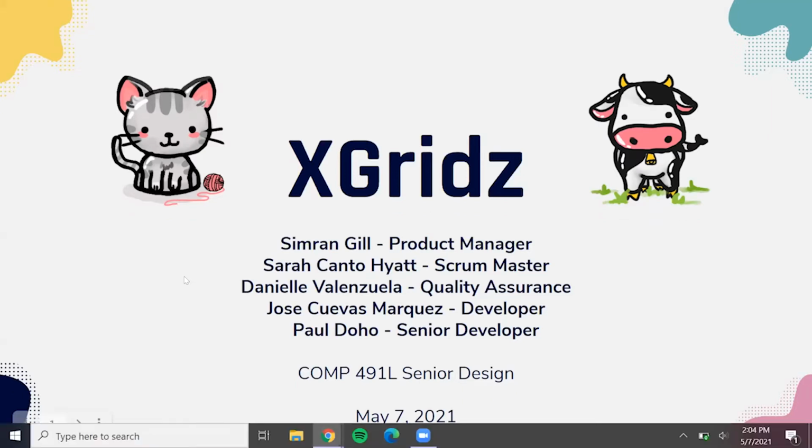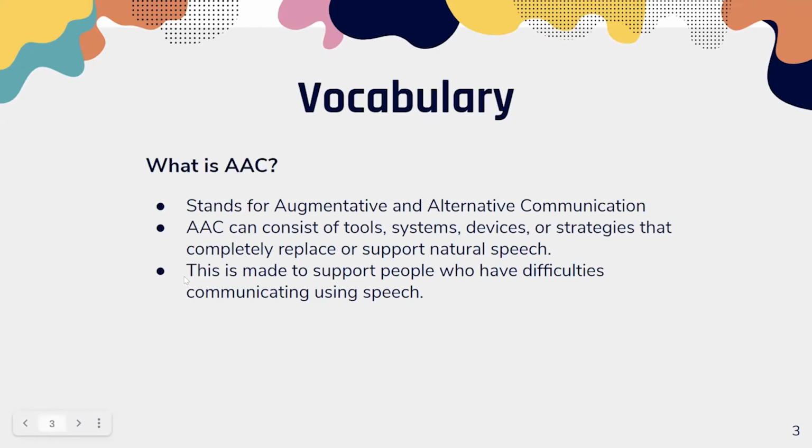So we'll start off with an introduction, but before we begin, I want to cover a vocabulary that we'll be using in our presentation. We will be talking about AAC. So this stands for Augmentative and Alternative Communication. So AAC can consist of tools, systems, devices, or strategies that completely replace or support natural speech. This is made for people who have difficulties communicating using speech. And we are focusing on accommodating children who have a developmental disability that has affected their development of speech.